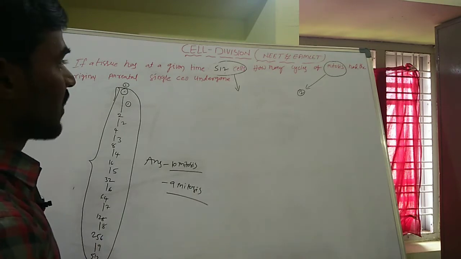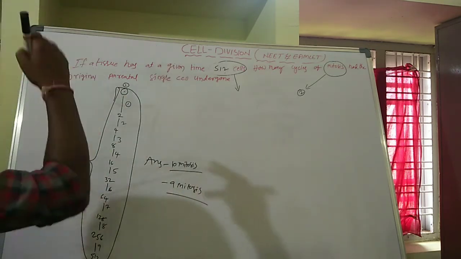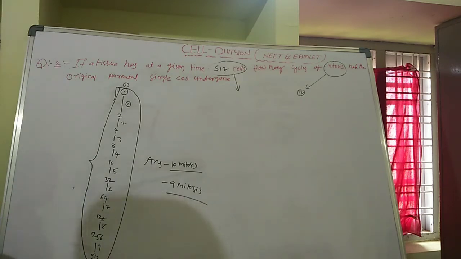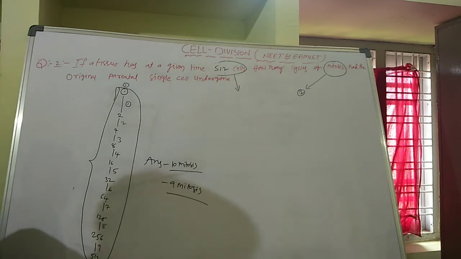So sometimes instead of 512 cells, a different number may be given. So this is one type of question.